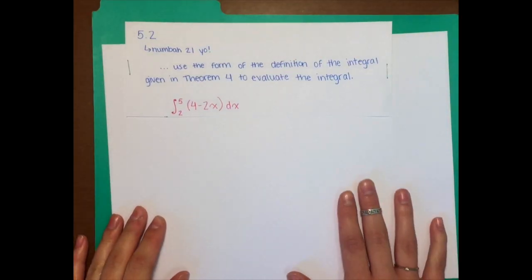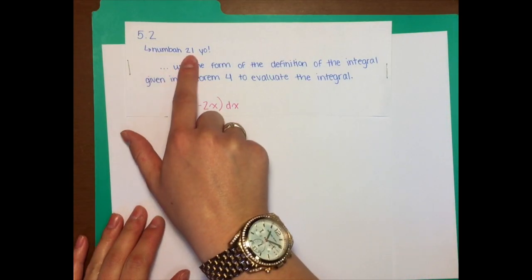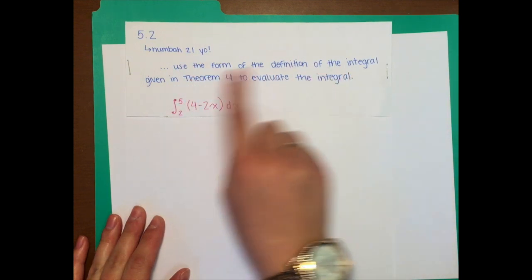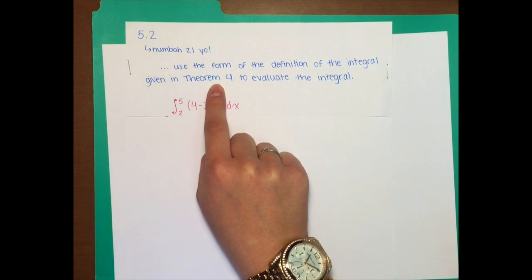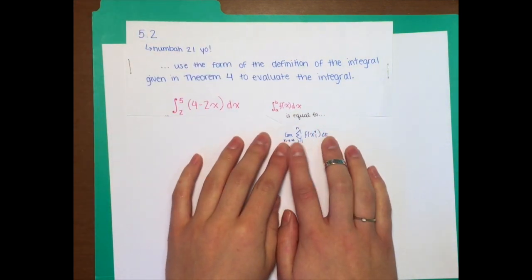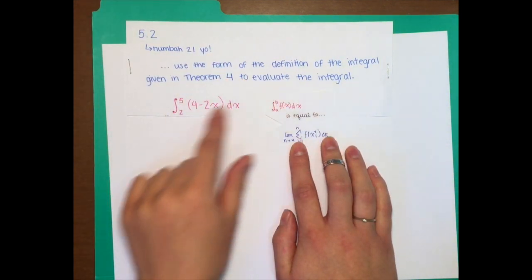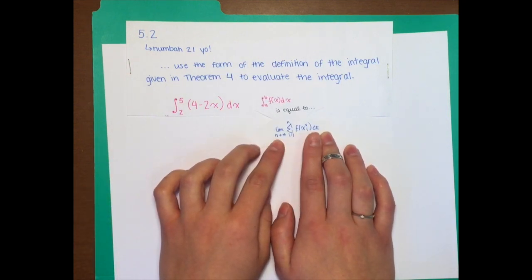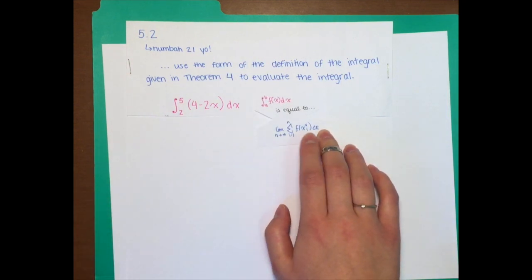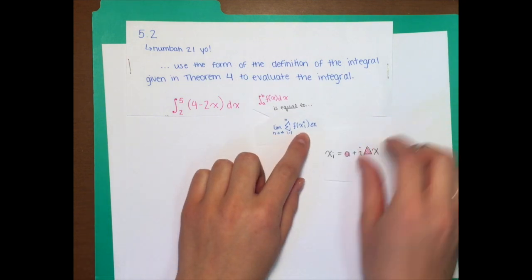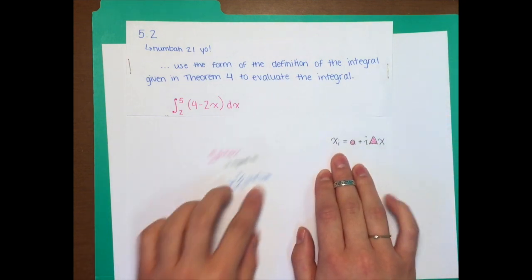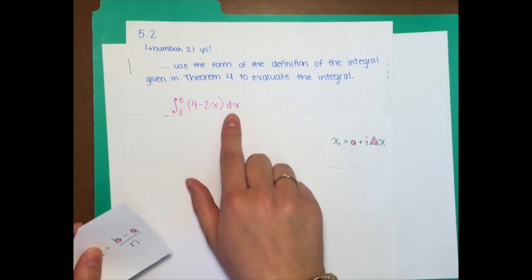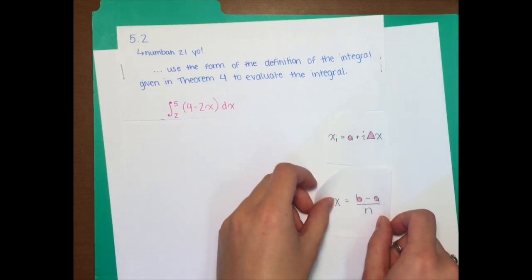Now that we're ready, let's get started. Number 21. Use the form of the definition of the integral given in Theorem 4 to evaluate the integral. To do so, we will need two key pieces of information. We will need x subscript i, in addition to the second part, delta x.